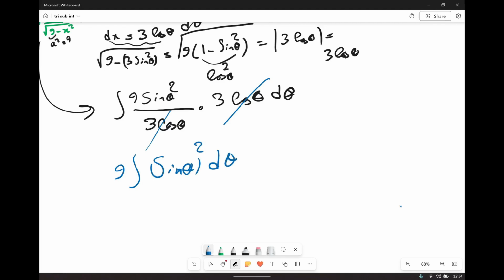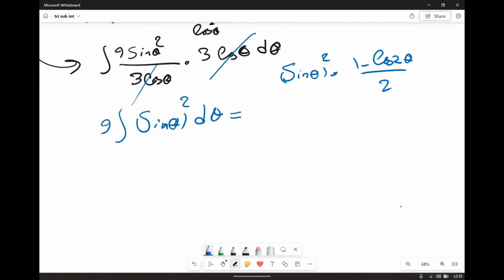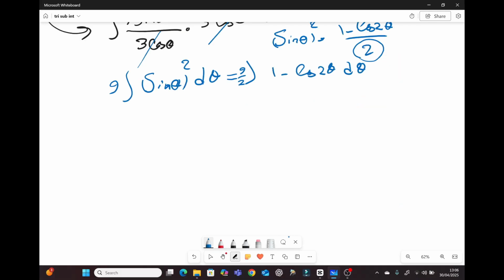If you followed our previous session, you know that to calculate sine theta with power 2 we use the power reduction rule, and it is exactly 1 minus cosine 2 theta divided by 2. I proved that in the previous session. Okay, I can substitute here 1 minus cosine 2 theta, and I put the factor 9 over 2 outside, d theta. Therefore, calculating this integral gives 9 over 2 theta.